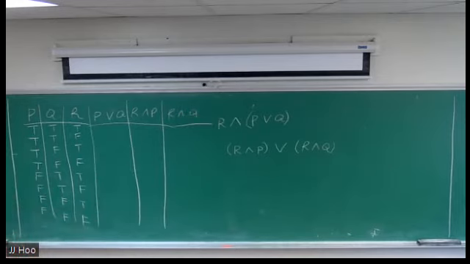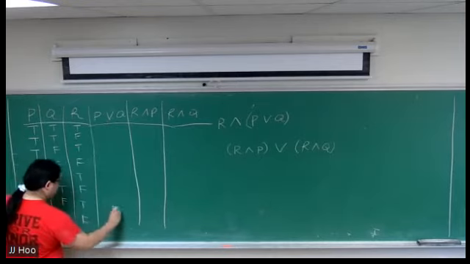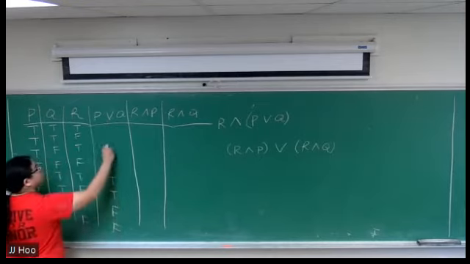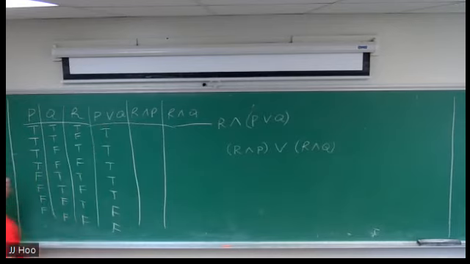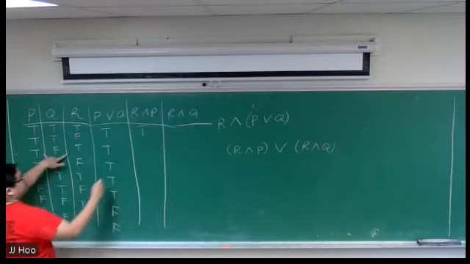So these are fairly easy, right? At least one is true. The only time this is false is if both of them are false. So they both stop here and everything else is true. Up here, the only time that's true is when both of them are true. So if I look at R and P, they're both true up here. And they're both true up here.